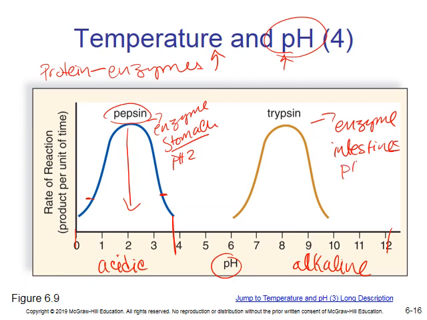Your intestines have a pH of about 8. So this enzyme, where do you think it works best? At about 8. So you can have different enzymes in different parts of the body, and they're going to work best at their pH, the pH of that organ, where they're located, where they're released into. That's the pH that they're going to work the best in.